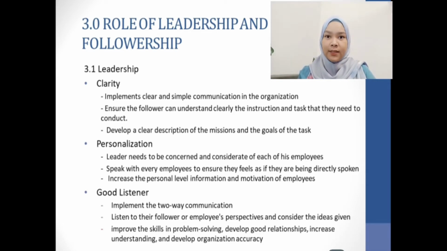Personalization. A leader needs to be concerned and considerate of each employee. Leaders often have the ability to speak with every employee to ensure they feel as if they are being directly spoken to.